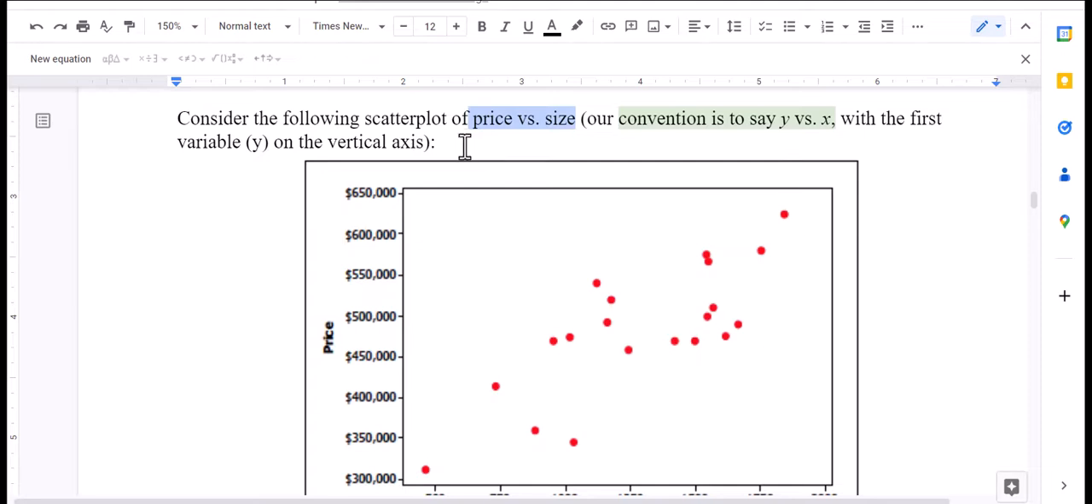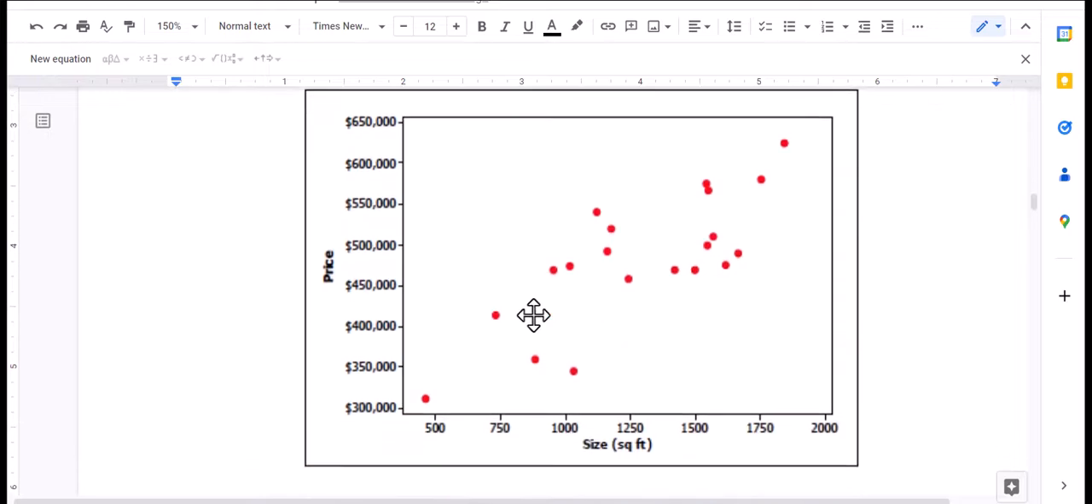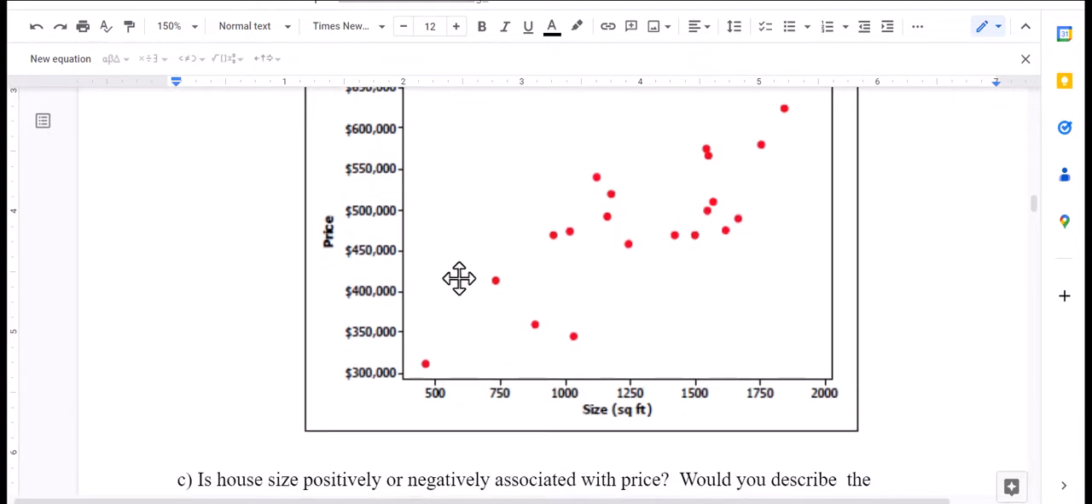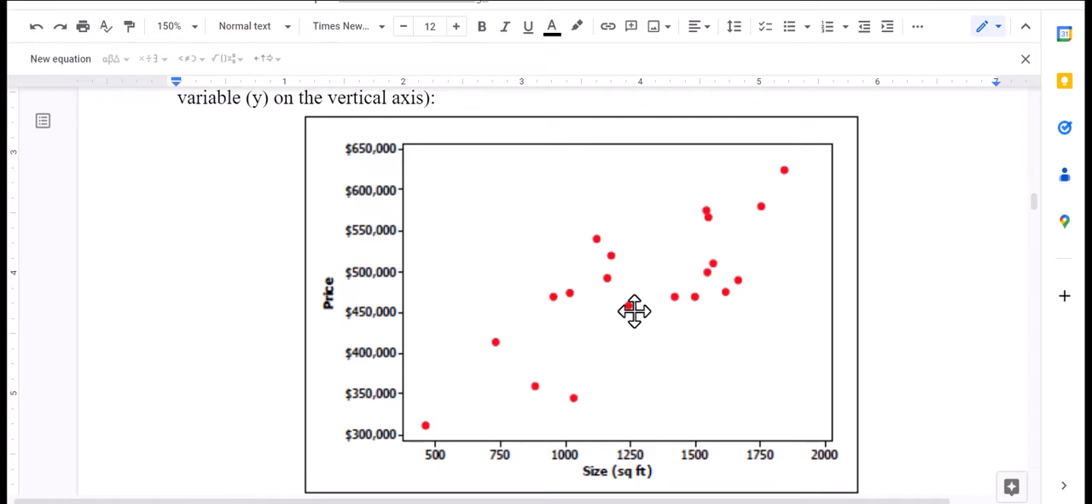So when you want to see a relationship of price versus size, that tells you the price is the dependent variable. The price depends on the size. So size is the independent variable, the explanatory variable. And so looking at this, the three things to look at are form, direction, and strength. It appears to be linear, right?